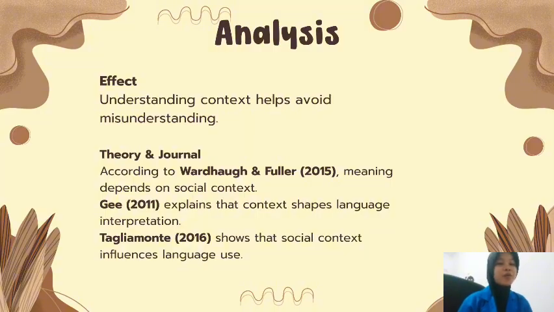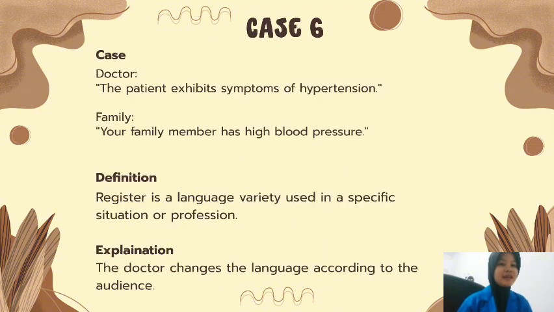According to Wardhaugh and Fuller, meaning depends on social context. Holmes also explained that context influences how language is interpreted. Therefore, before judging the meaning of a sentence, we should always consider the situation in which it is used. The sixth case discusses register.